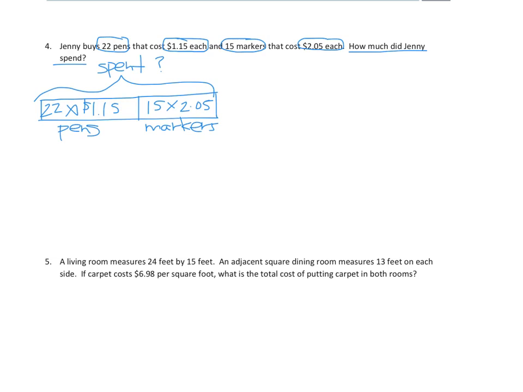Okay, let's say, we have 22 times $1.15. So let's think about this. If I took $1.15 to get rid of the decimal, I'm going to multiply it by 100. And that's going to give me 115. And now I'm going to multiply it by 22. So we got 2 times 5, that's 10. 2 times 1 is 2, plus 1 more is 3. And then 2 times 1 is 2.